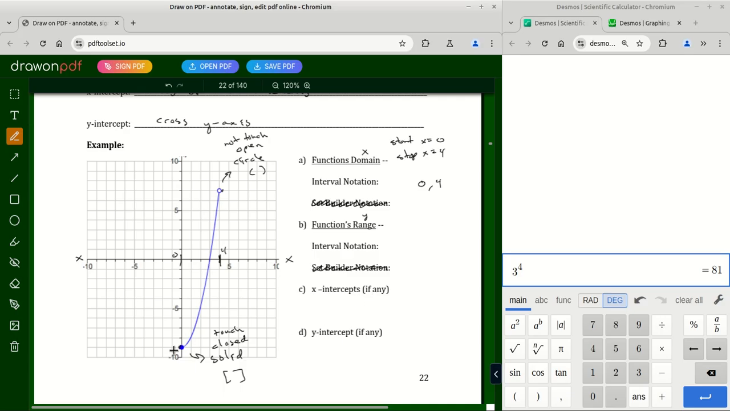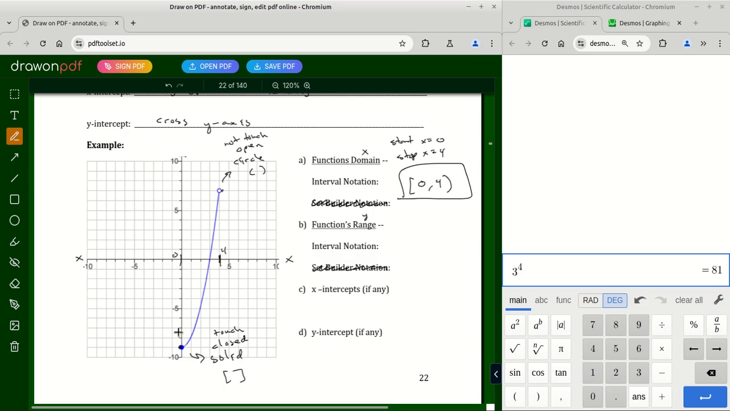Essentially, whenever I talk about this guy here, I need to put a square brace. Here I'm going to put a parenthesis. So 0 is a solid. Boom. I'm talking about this point now, 4, parenthesis. And there's your answer. We're done. That is your interval notation answer for the domain.